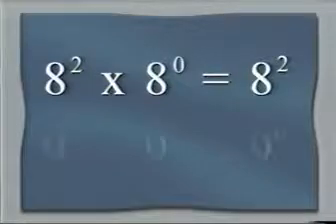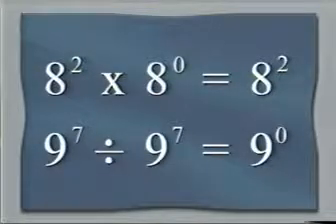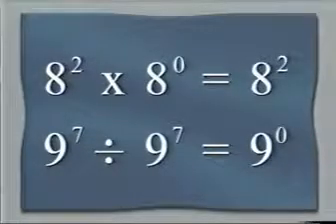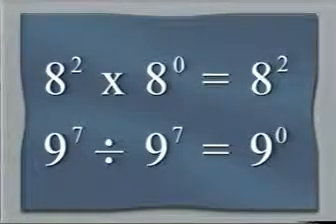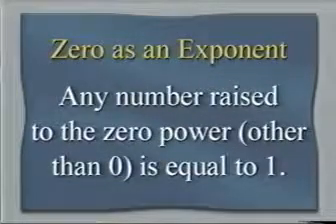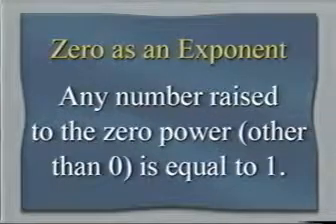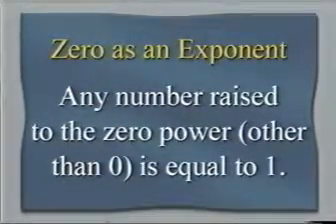The division problem, 9 to the 7th divided by 9 to the 7th. Using the rule we said was quite logical, 9 to the 7 minus 7 is 9 to the 0. But dividing a number by itself can only be 1, and therefore 9 to the 0 must be 1. So therefore, any number to the 0 power other than 0 is 1. It may not make any sense, but it certainly works using the rules we've previously developed.